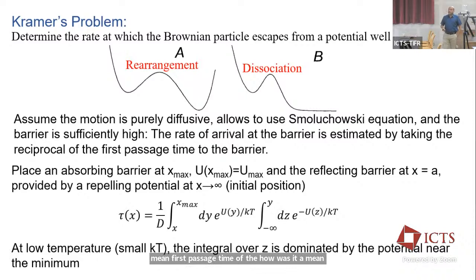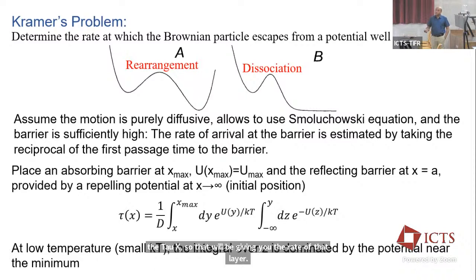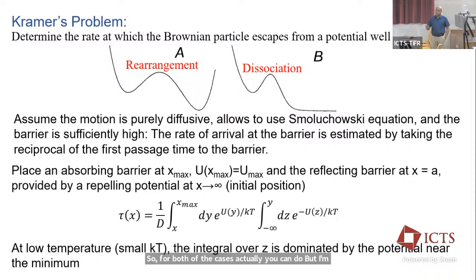And once we get that tau x, we can take the reciprocal of that tau x, and that will give you the rate of that reaction. For both of the cases you can do this, but this tau x gives you the time, the mean first passage time, and if you take the reciprocal of that, that gives you the rate of that reaction.